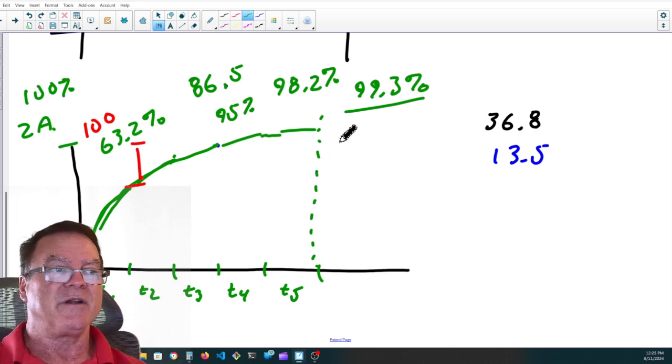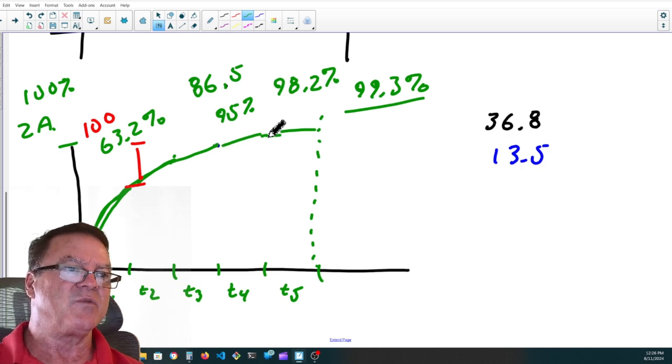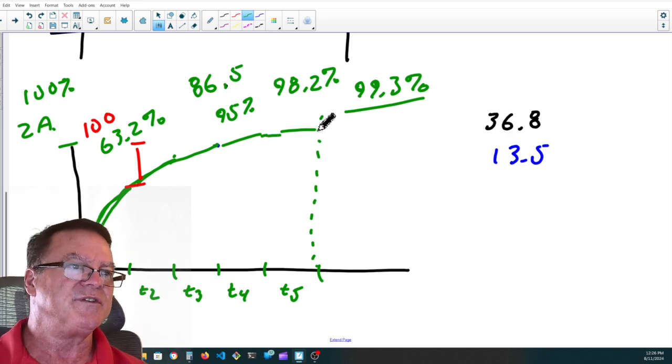Same with discharging. The first time constant will discharge 63.2%. And the next time constant, we will discharge another, I think it was 23%. And then the next time constant will discharge another 8.5%. The next one will discharge another 3%. And then we'll discharge this last, and we'll get right down to 0.